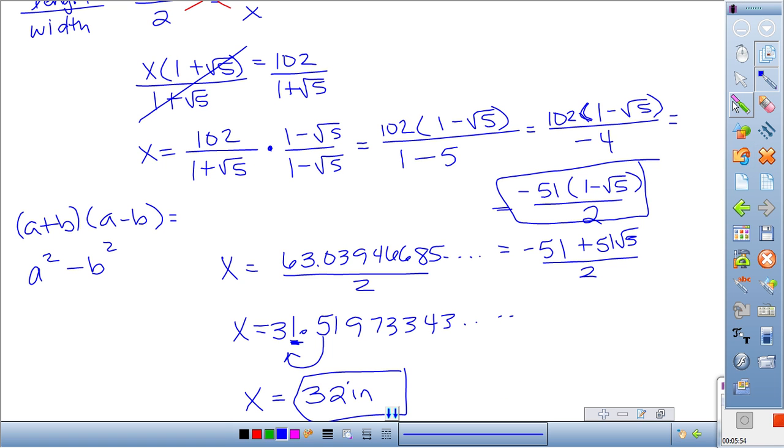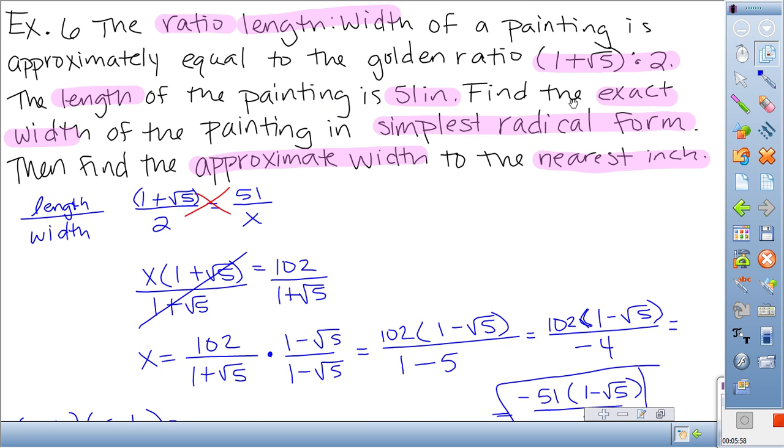All right, so just as a little recap, we wanted to find the width. We knew the ratio of length to width. We knew the length. We wanted to find the width. So since we had those 3 pieces of information, and a ratio being 2 of our pieces of information, we knew we had to use a proportion. So I set it up. Length over width equals length over width. We cross-multiplied to solve. We found out that x was 102 divided by 1 plus the square root of 5.